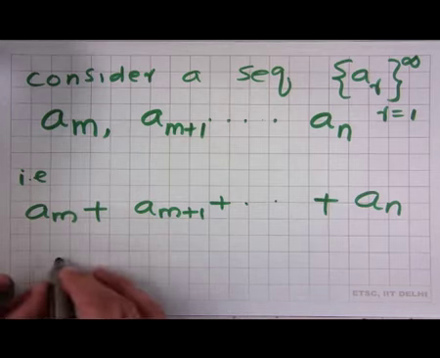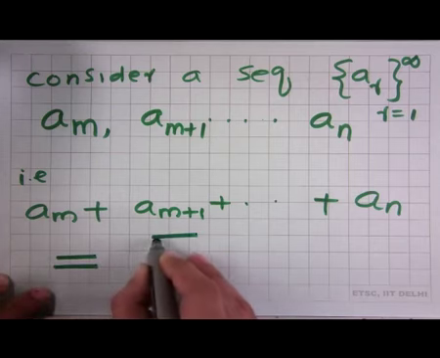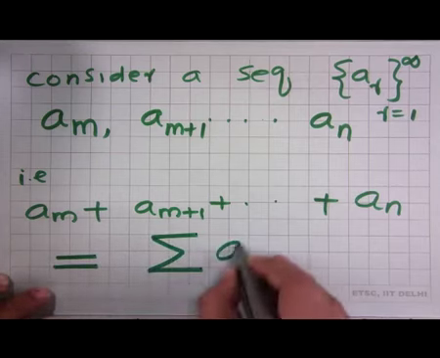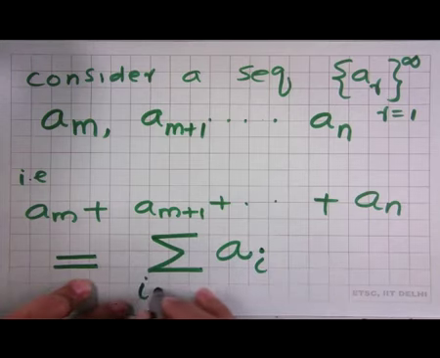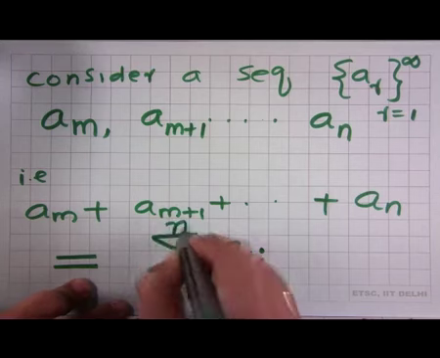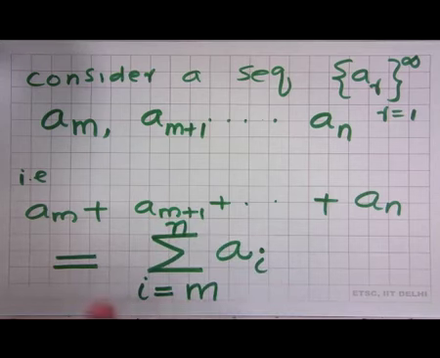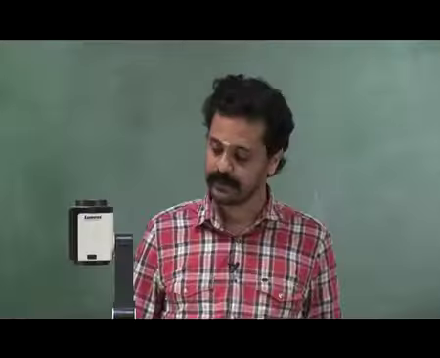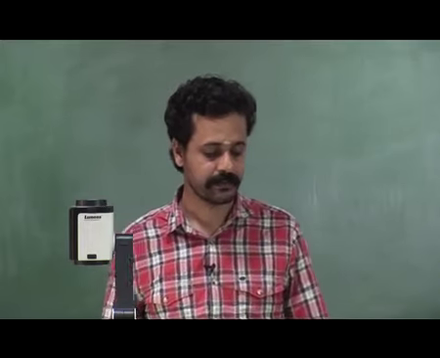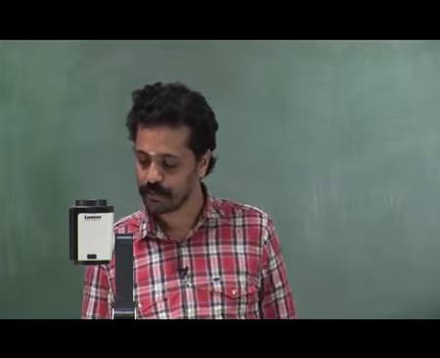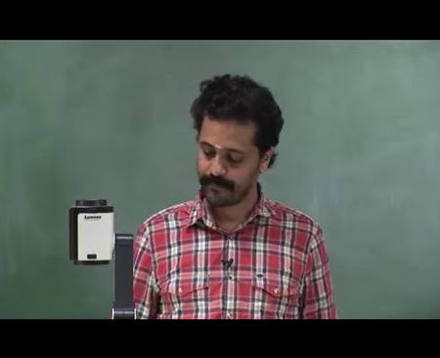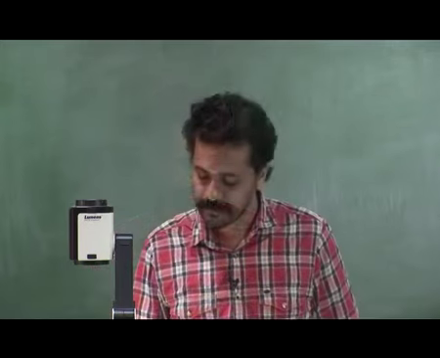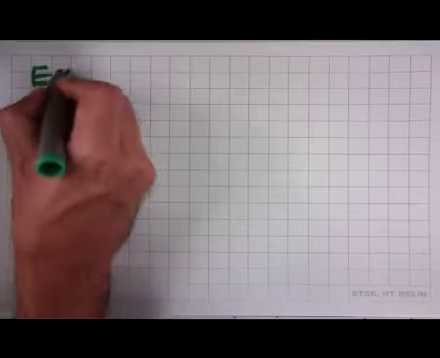This sum can be represented in a compact fashion as summation a_i, i equal to m to n. The lower limit should correspond to the first term in that sum and the upper limit should correspond to the last term in that sum. This is just to fix a notation which will facilitate saving time and space. Let us illustrate this notation with an example.